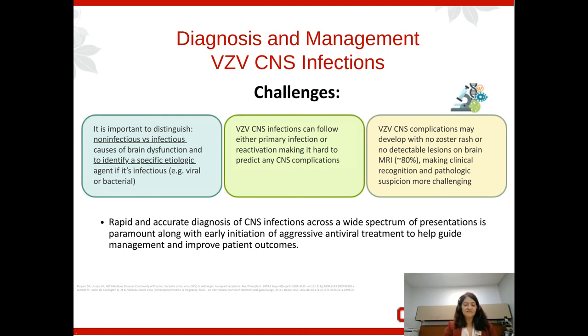Now, with the VZV CNS manifestations, we know that these manifestations can occur either as a result of primary infection or reactivation of the VZV. So in both of these entities, CNS can be involved. And these CNS complications can occur without a detectable lesion or a zoster rash in individuals. That makes it a little bit difficult clinically to diagnose these infections without having good diagnostics on hand. Thereby, rapid diagnostics for these types of manifestations are critically important.